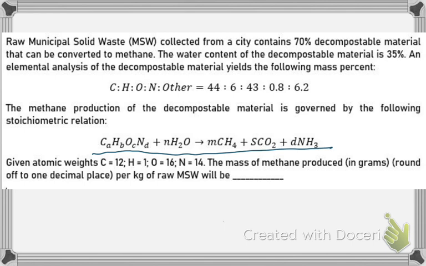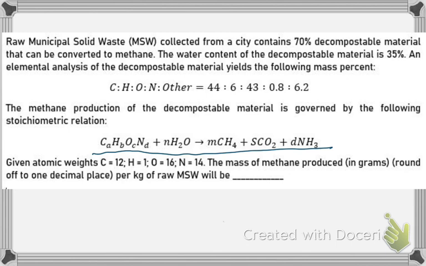They have given the atomic weights: C is equal to 12, H is equal to 1, O is equal to 16, N is equal to 14. And the mass of methane produced in grams, rounded off to 1 decimal place, per kg of raw MSW will be. So this is the question given to us. Don't panic by seeing the question.